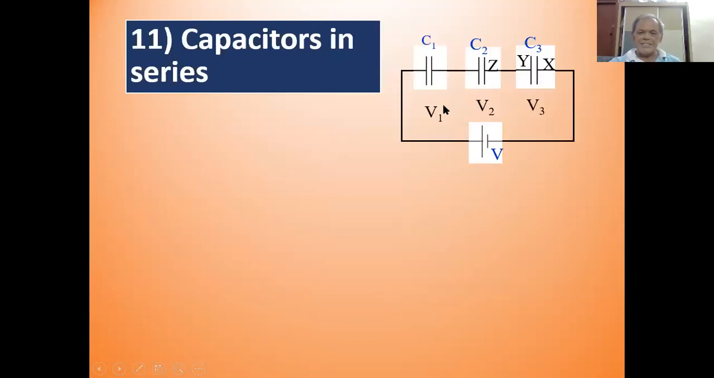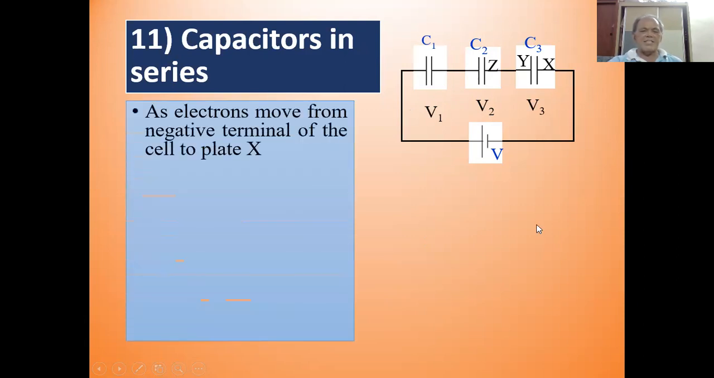Okay, capacitors in series, you have capacitors C1, C2, C3. That is your battery. V across C1 is V1, across C2 is V2, across C3 is V3. Electrons move from the negative terminal of the cell to the plate. This is the negative terminal. Electrons will move from here to the X plate, so the X plate becomes negative.